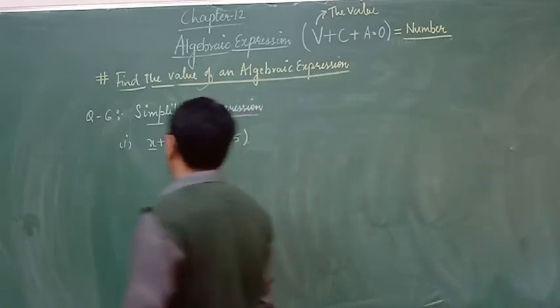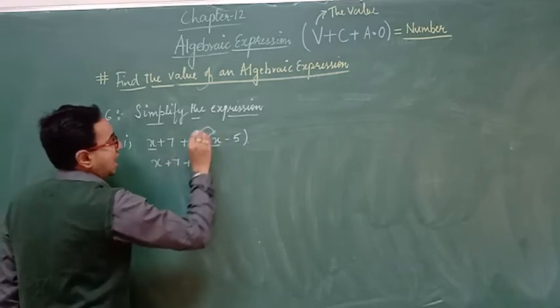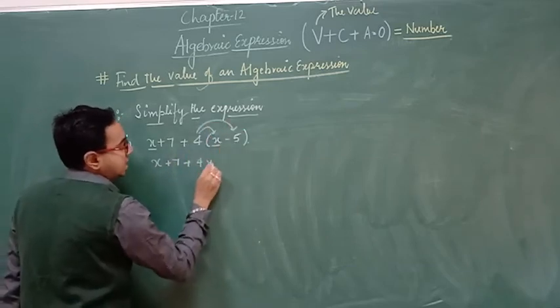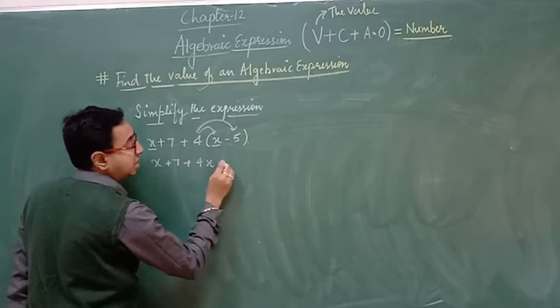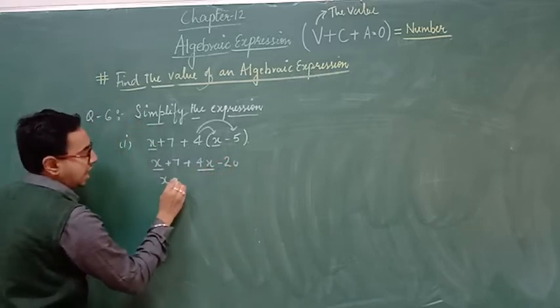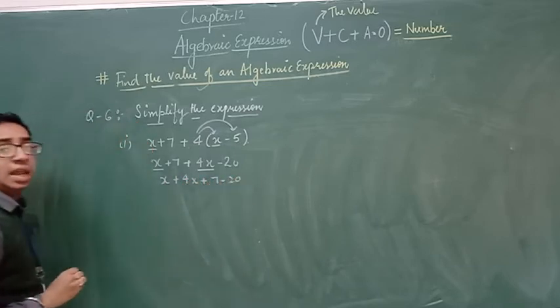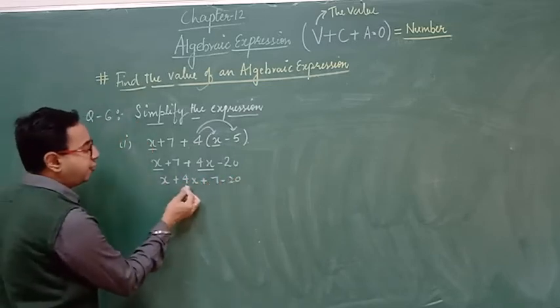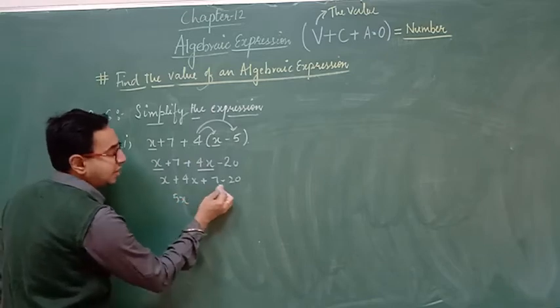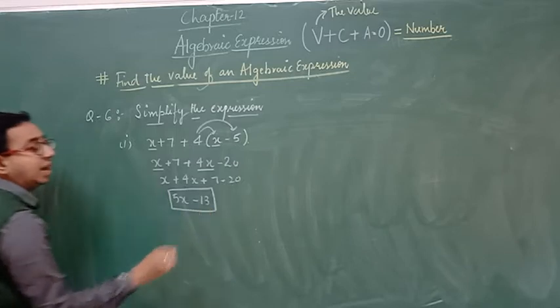So first of all, we'll solve the bracket. x plus 7 as it is. Now 4 into x, that is 4x. Now 4 into minus 5, that is minus 20. Now x terms together, x plus 4x, 7 minus 20, meaning bringing the like terms together. x plus 4x is 5x, 7 minus 20 is minus 13. We got the simplified expression.